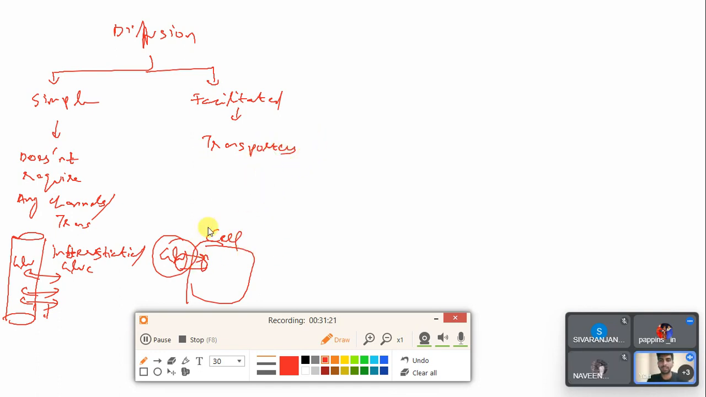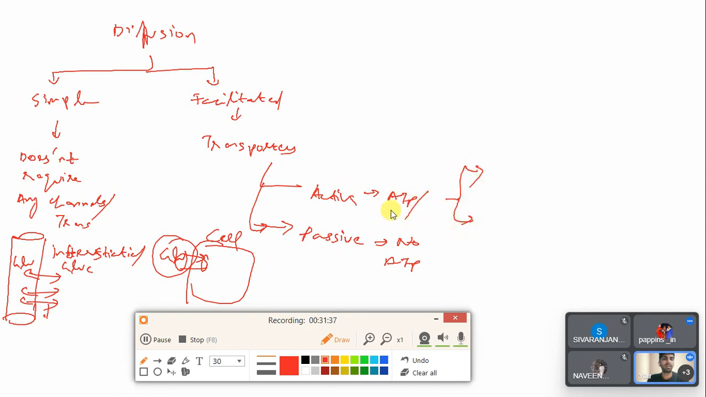Now this can happen by active and passive transport. Passive basically needs no energy, no ATP, while active needs energy, ATP or a gradient. Active transport is also divided into primary active transport and secondary active transport. So can anyone tell me what is the difference between primary active transport and secondary active transport?